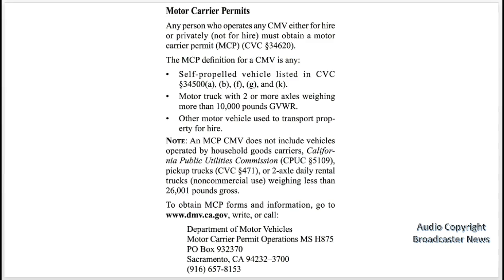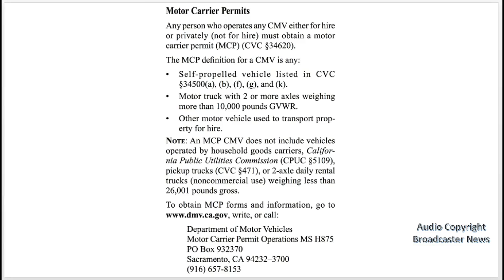Motor carrier permits. Let's talk about motor carrier permits. Any person who operates a commercial vehicle, either for hire or privately, must obtain a motor carrier permit. The motor carrier permit definition for a commercial vehicle is any self-propelled vehicle listed in CVC 34500 A, B, F, G, and K, or a motor truck with 2 or more axles weighing more than 10,000 pounds, or other motor vehicles used to transport property for hire.